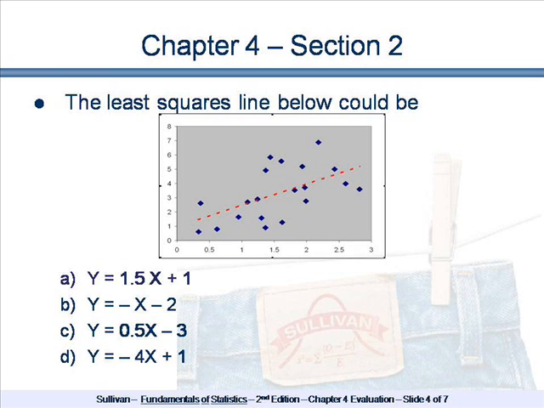If you look at your y-intercept, it should cross the y-axis at 1, or with the other choice, it's going to cross the y-axis at -3. This line appears to cross the y-axis at 1 if we were to extend it. So I would say that our least squares regression line is A, y equals 1.5x plus 1.